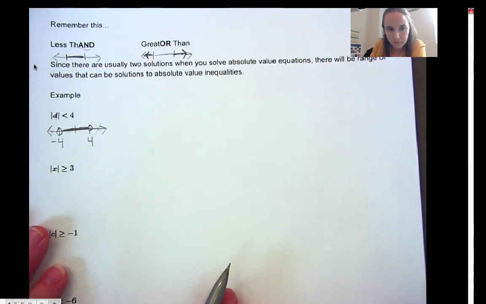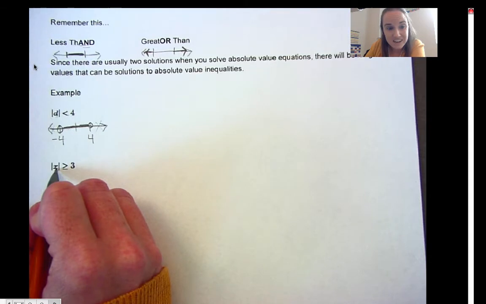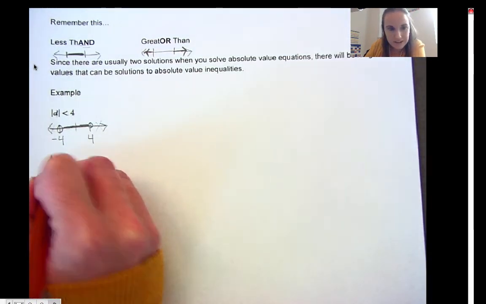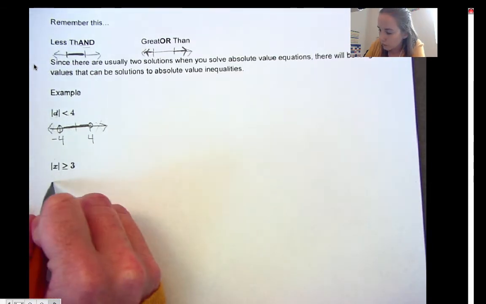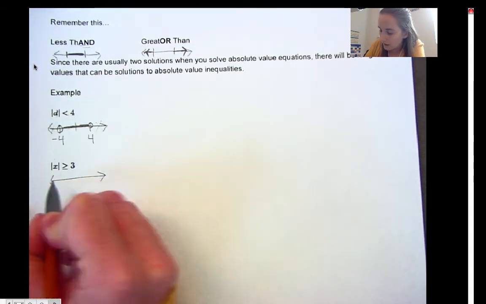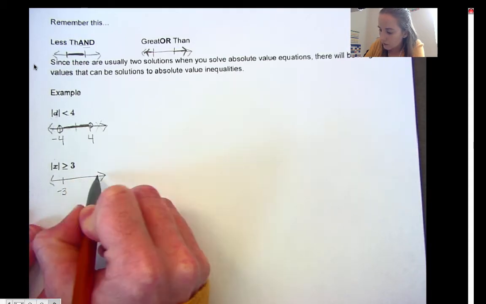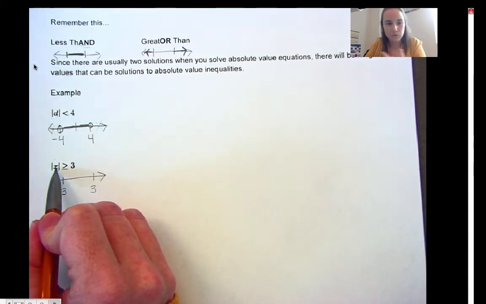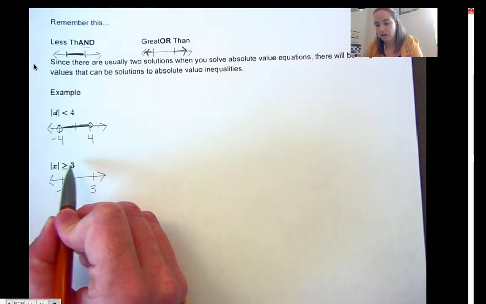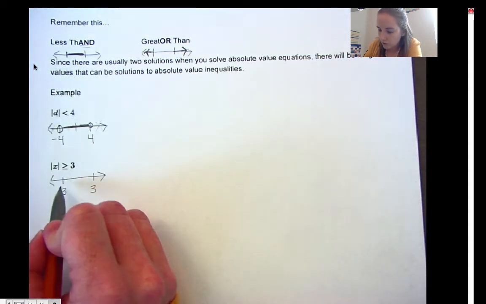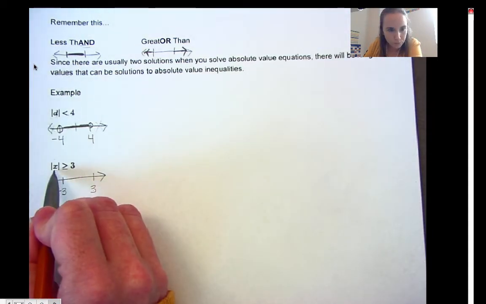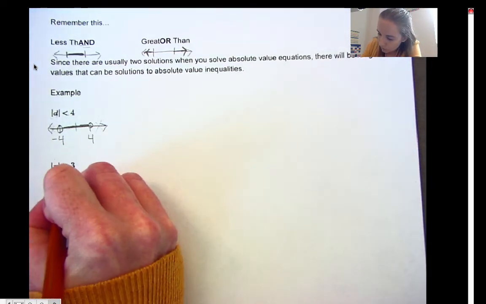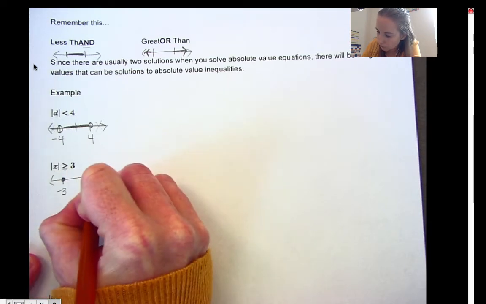Okay, let's try another one. The absolute values that would give me equal to 3 would be a positive 3 and a negative 3. So if I draw my number line, with a negative 3 down here and a positive 3 here, I ask, what values can I take the absolute value of to give me something greater than 3? We know that negative 3 and positive 3, when plugged in, give me the equal to 3. So I can go ahead and close in a dot here. I know that those work.